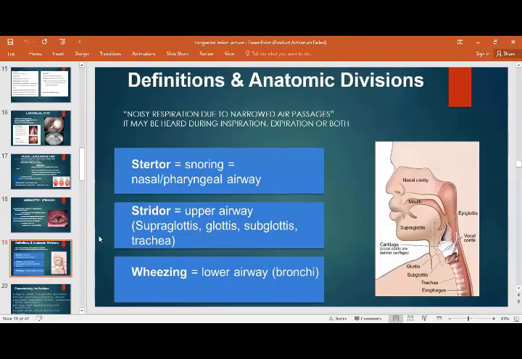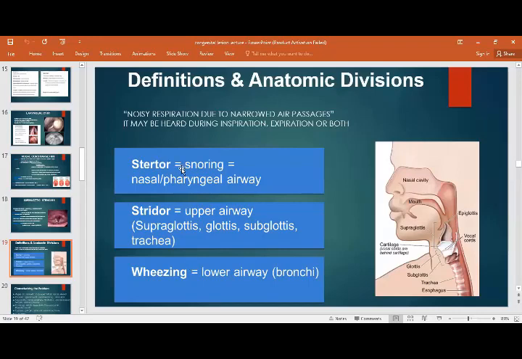Now the other thing which we will go through today is stridor. What is stridor? Stridor is basically noisy respiration due to narrowed air passages. In all these congenital conditions we have seen, there is obstruction in the supraglottis, glottis or subglottis, and due to this obstruction, a specific noisy respiration occurs. So there are three different kinds of noises, and you can easily differentiate between stertor, stridor, and wheezing.